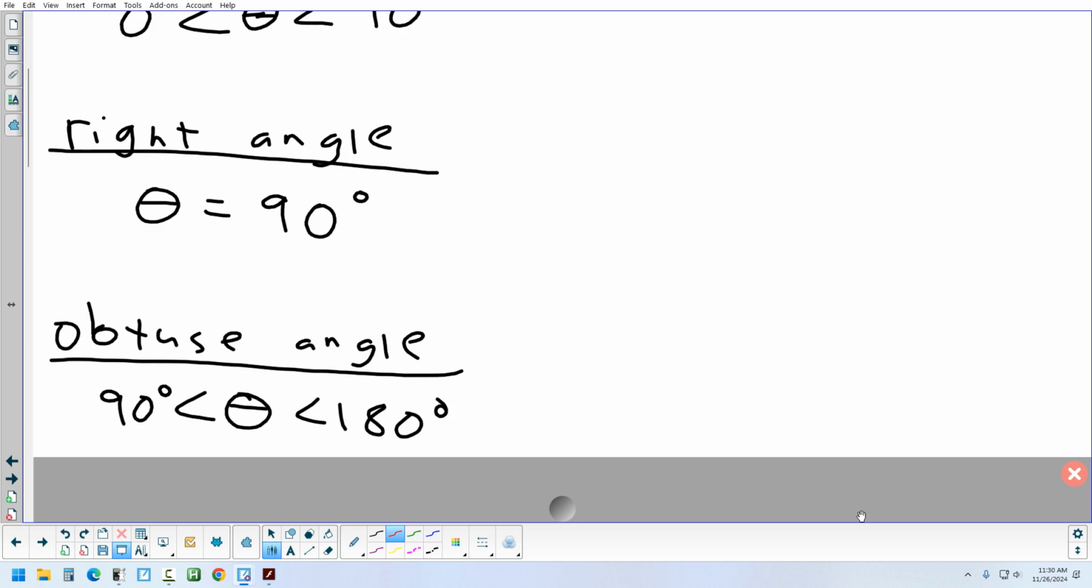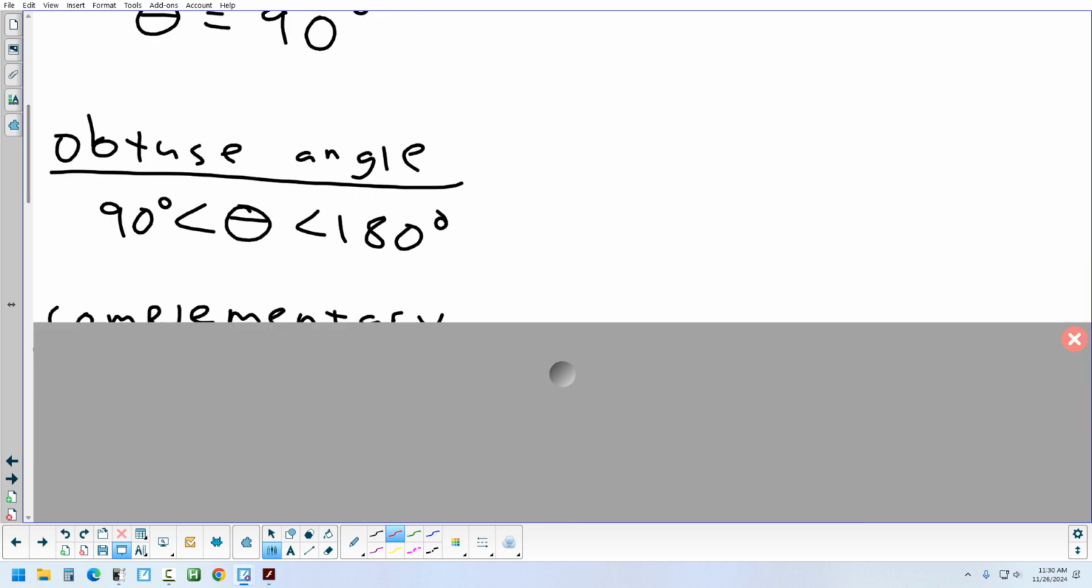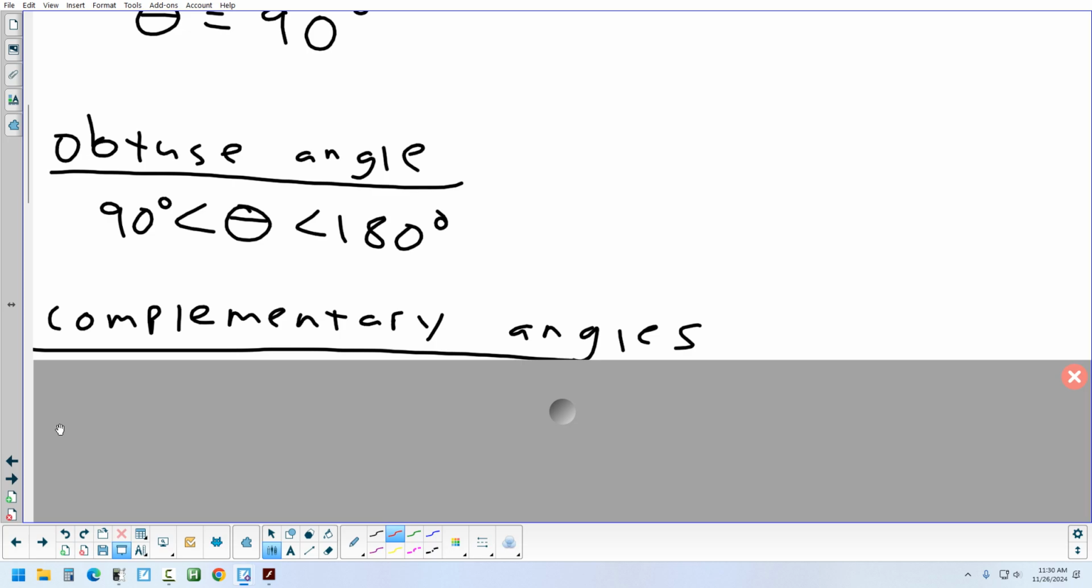All right, so the next definition is going to apply to a pair of angles, 2 of them together. What would make 2 angles complementary?